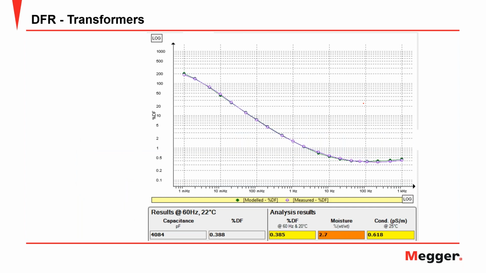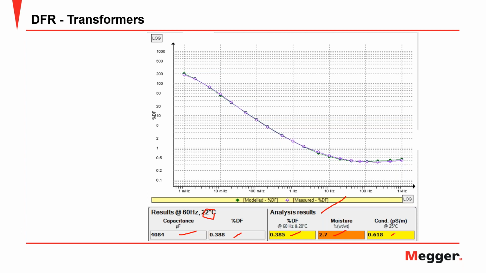So this is our dielectric response, okay? We performed the test, we had some time, and this is what we got. So what is it telling me? Now I got a curve, and basically I'm looking into some result analysis. When I tested at 22 degrees C, for example, the capacitance is 4,084 picofarads. My dissipation factor was 0.38, and now correcting that to 20 degrees C it is 0.385. My moisture is 2.7, and the conductivity is 0.6 picosiemens per meter.